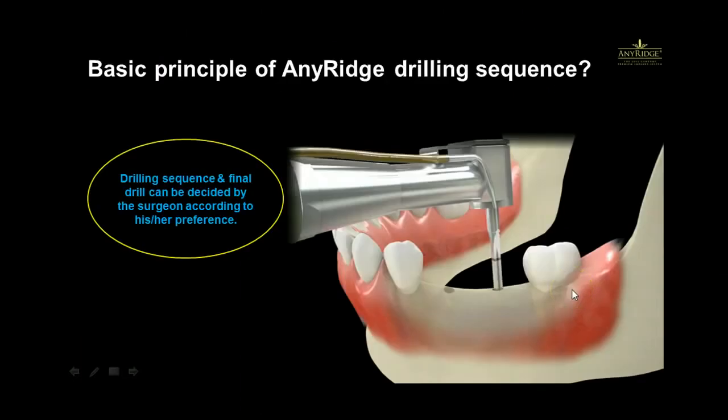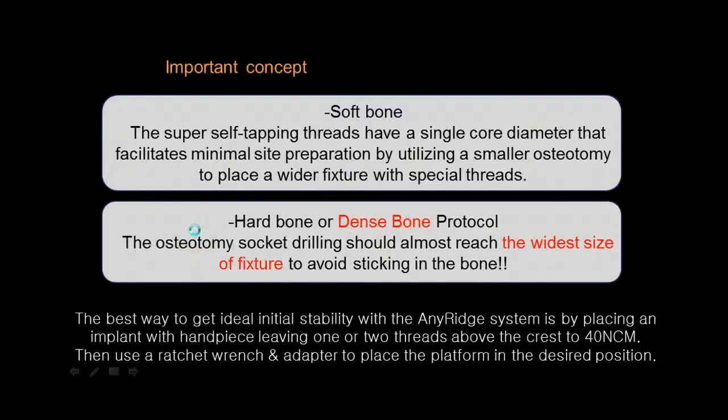Okay, now let's go over the drilling aspects and really tie everything that we talked about into what we're doing here with the Anyridge system. So the basic principle of the Anyridge drilling sequence. Now, the drilling sequence and final drills can be decided by the surgeons according to his or her preference. Very important concept that we're going to need to talk about. Soft bone, not so much. Dense bone, we really need to talk about.